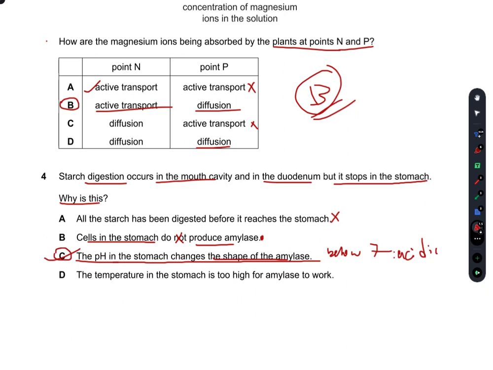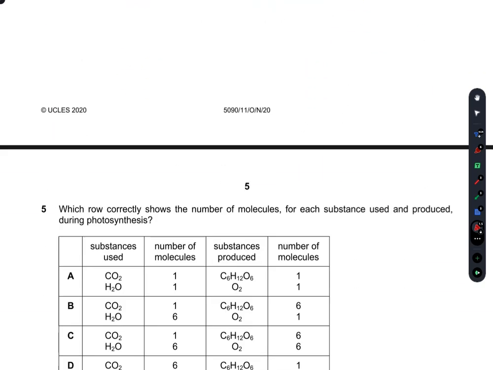The temperature in the stomach is too high for amylase to work? No, it is not too high. It is normal body temperature, which is 36 or 37 degrees C. So the pH in the stomach changes the shape of amylase, although the amylase is produced. So C is the right option.